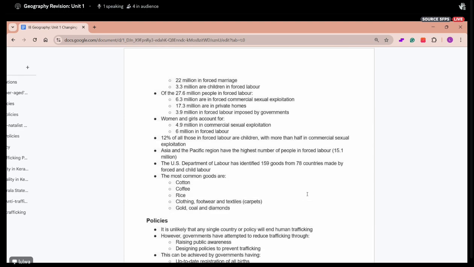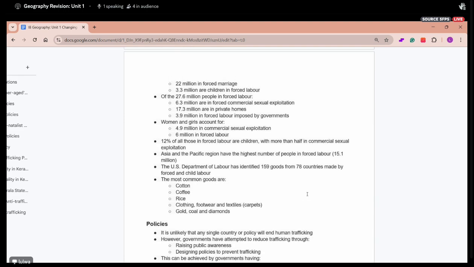12% of all of these forced laborers are children, with more than half in commercial sexual exploitation. And the Asia and Pacific region has the highest number of people in forced labor, and the U.S. Department of Labor has identified 159 goods from 78 countries made by forced labor and child labor. The most common are cotton, coffee, rice, clothing, footwear and textiles, gold, coal, and diamonds.